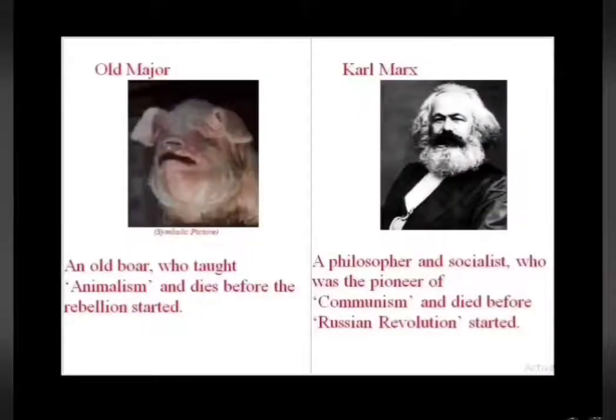The next important character is Old Major, an old boar who taught Animalism and died before the rebellion started. He represents the character of Karl Marx, who was a philosopher and socialist and the pioneer of communism, and died before the Russian Revolution started.